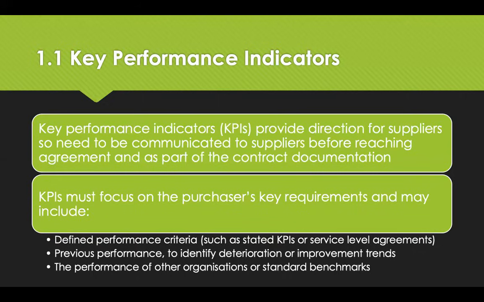So it's important that both parties in the relationship know what's required from each of them, and measures such as KPIs are a good way of defining such requirements, so that measuring them will inform both parties on progress and the success of the relationship. So they do provide that direction for the supplier, and they need to be communicated to them before reaching agreement as part of your contract document. So you do need to issue these as part of your invitation to tender so the supplier knows what they're letting themselves in for.